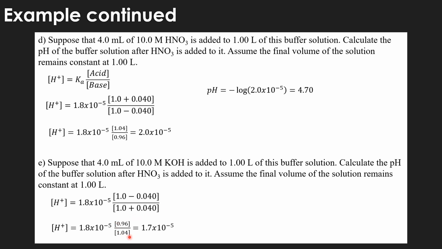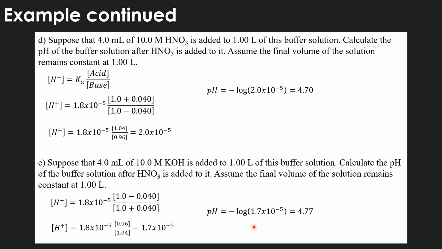Again, that ratio is very close to 1, so we shouldn't get a drastic change here. We can see that's only altering it a little bit in terms of our value here. We negative log both sides and get our pH. So pH equals the negative log of 1.7 times 10 to the negative 5. We get 4.77. So again, our buffer solution by itself is 4.74.